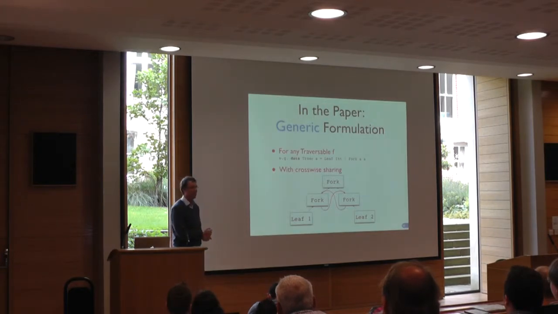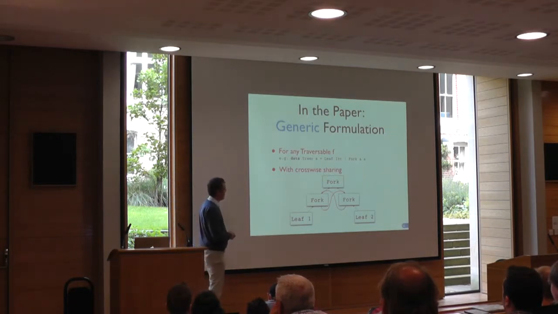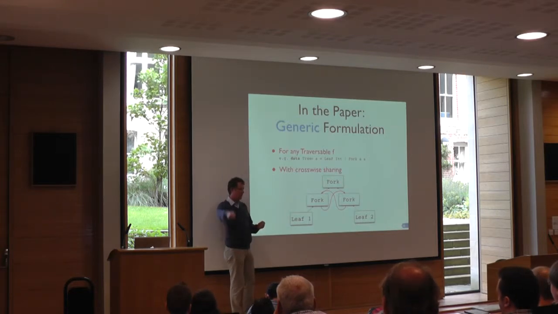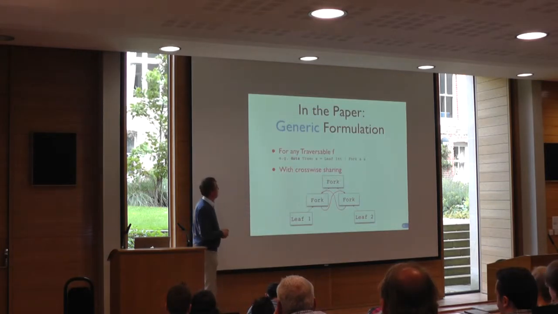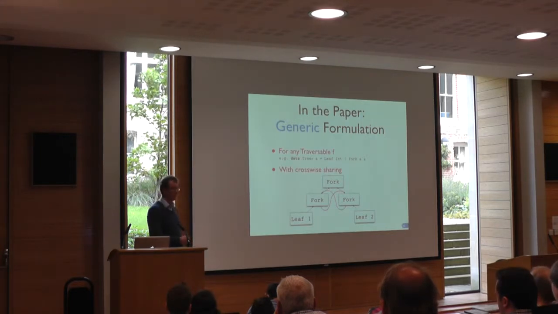In the paper we have a more generic implementation that works for any traversable functor, like for example trees, not just lists. And when you have trees, there's also another kind of interesting pattern that can happen, where you can have this kind of crosswise sharing, not just cycles that go back to some ancestor, but cycles that go across different branches with a common ancestor. And that means it doesn't work for all kinds of functors, it only works for traversable functors if you have this kind of crosswise sharing.